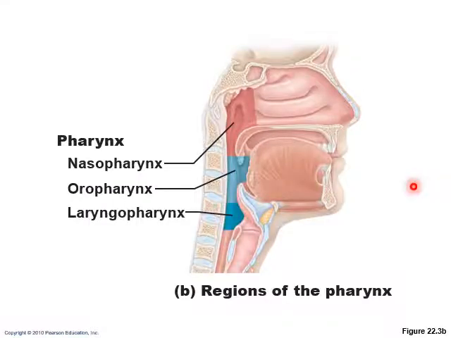Okay, so this is just a picture of the three areas of the pharynx that we talked about. You've got nasopharynx, that's in the pink. You've got oropharynx, that's in the medium, light blue. And then the medium blue is the laryngopharynx. Okay? Alrighty.